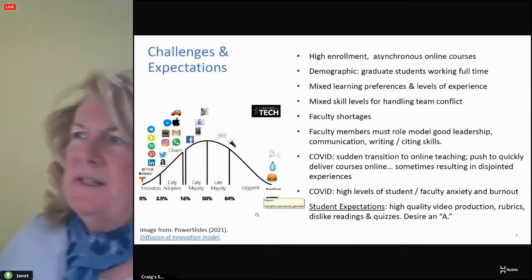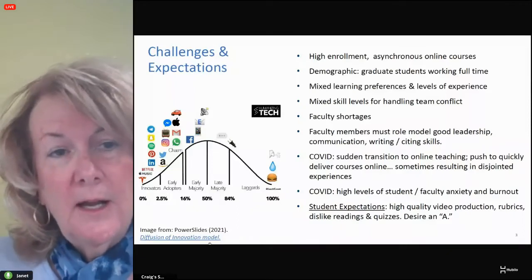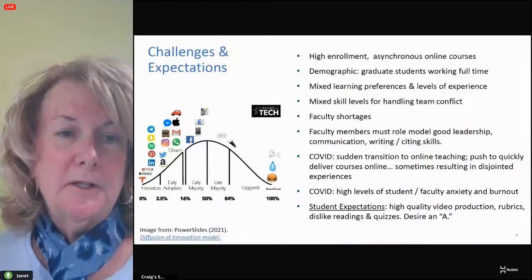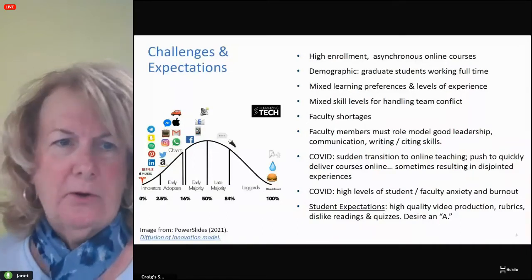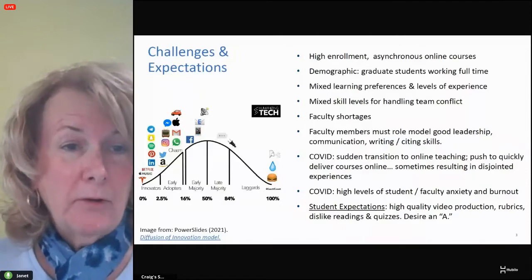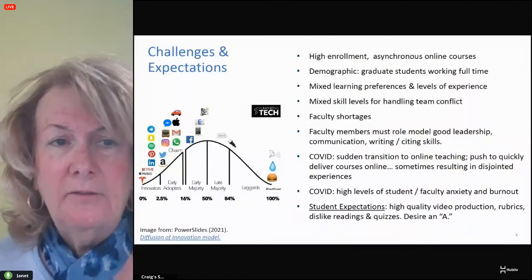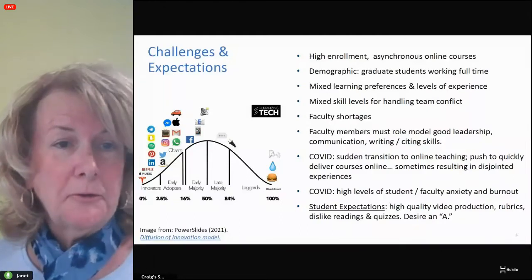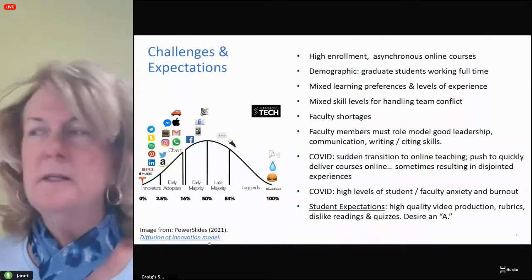So we also have mixed skill levels for handling team conflict. The nurse who has been working for 20 years may be very well seasoned at serving as a charge nurse or a nurse leader, or even running their own practice. But we also have a lot of newer students coming right out of a bachelor's program into a doctoral program with little to no work experience.